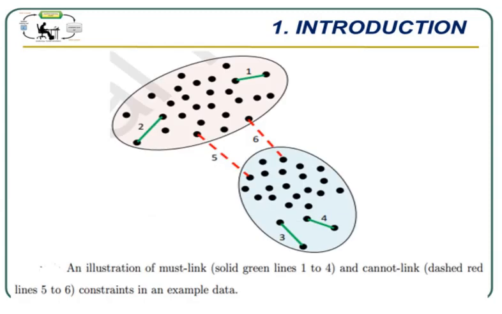And another example, as shown in the above figure: a must-link constraint indicates that two points of the data set should be grouped in the same cluster, while a cannot-link constraint imposes that the points should be grouped in different clusters.